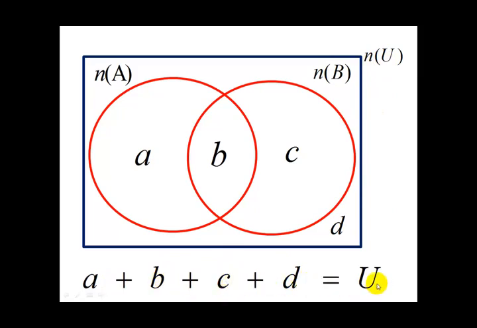Take note, if each student reads at least one of the subjects, then it means that the region D will be equal to zero. In that case, when we add the three regions A, B, and C, it must be equal to n(U). That is the situation whereby D is equal to zero.